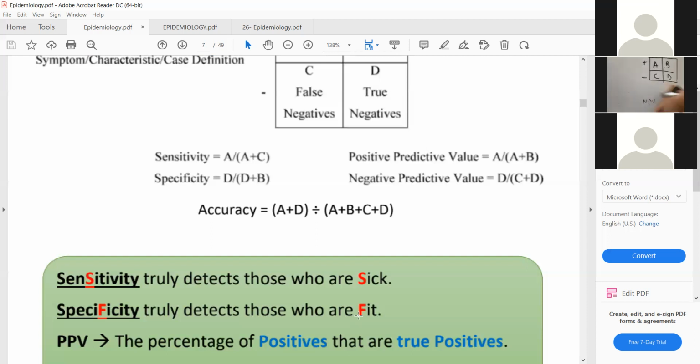Accuracy, how to calculate accuracy? Accuracy is true positive plus true negative divided by all the total patients, A plus B plus C plus D. So this is how we can calculate the accuracy of the screening test, that how accurate the screening test is. So we can calculate this by true positive plus true negative divided by total number of patients. That is A plus B plus C plus D. So these 5 things we can calculate from 2 by 2 table very easily.